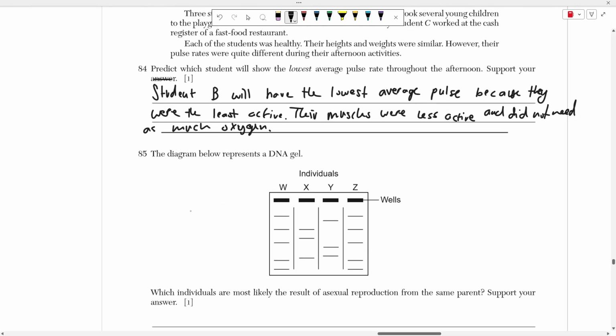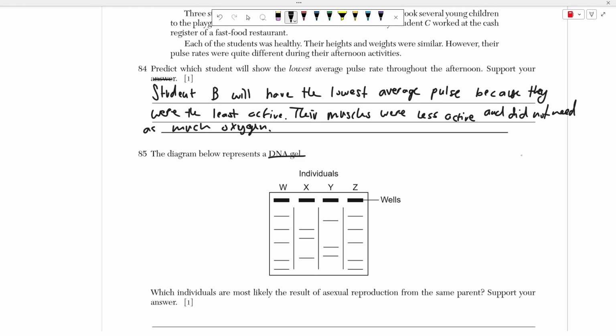Okay, number 85, this is the last question on the test. It says the diagram below represents a DNA gel. So whenever you have a DNA gel or something that includes wells and has DNA going into wells, this is gel electrophoresis, okay? This is a way of identifying a relationship or a similarity between two individuals or two species using their, you guessed it, DNA, okay?